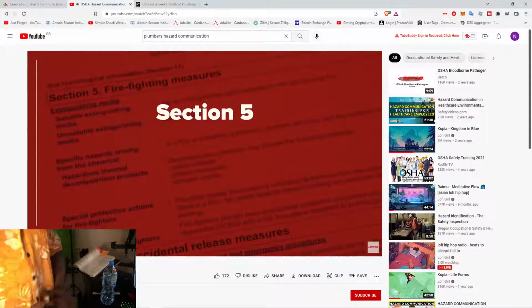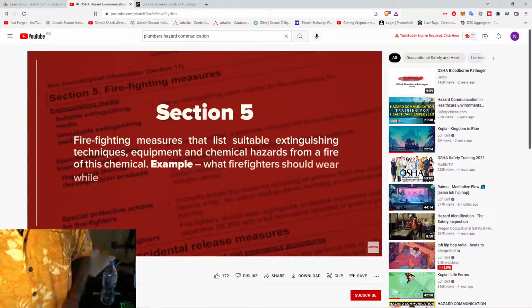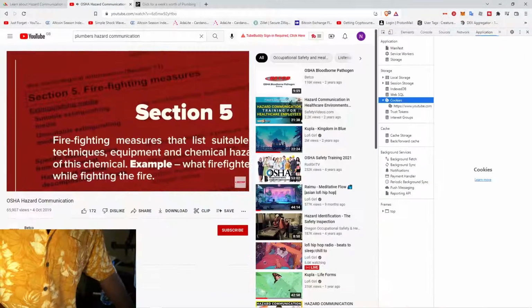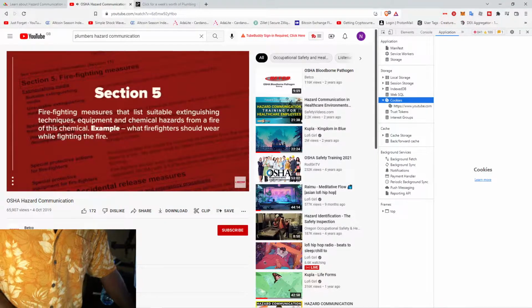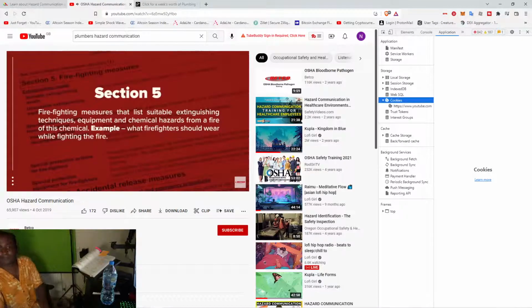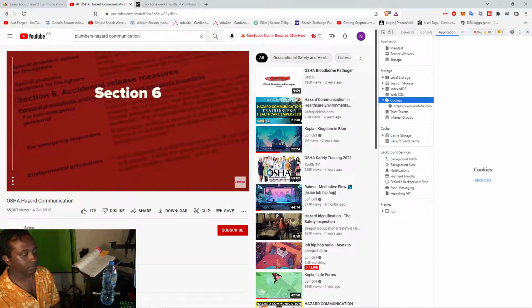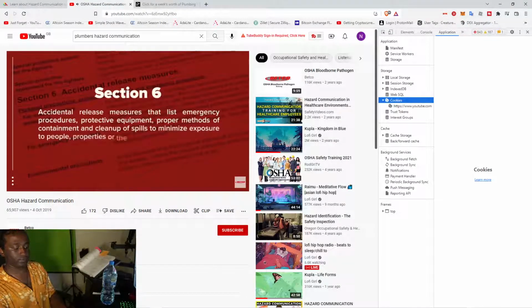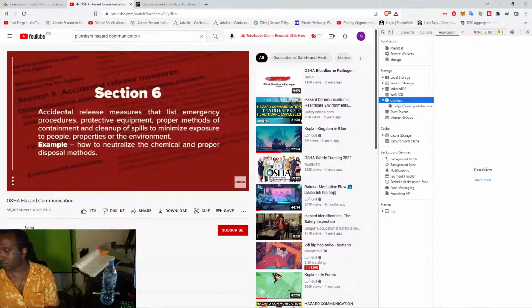Section 5. Firefighting measures that list suitable extinguishing techniques, equipment, and chemical hazards from a fire of this chemical. Example: what firefighters should wear while fighting the fire. Section 6. Accidental release measures that list emergency procedures, protective equipment, proper methods of containment and cleanup of spills to minimize exposure to people, properties, or the environment. Example: how to neutralize the chemical and proper disposal methods.